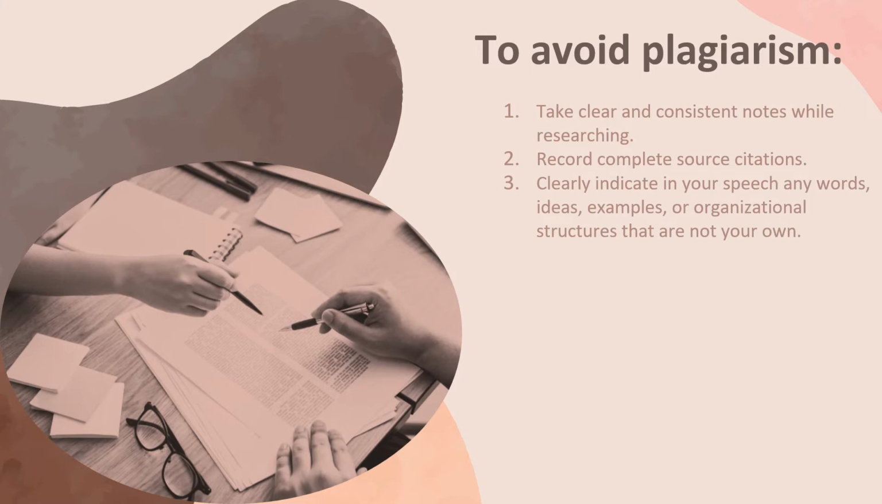Number three, clearly indicate in your speech any words, ideas, examples, or organizational structures that are not your own. So when you are performing a speech in front of the audience, you can indicate it in your speech if you are quoting a person. So according to said person's name, or if you will be using a diagram that is not your own, you can state this diagram was made by, and then state the name of the company or a person who made that said diagram.